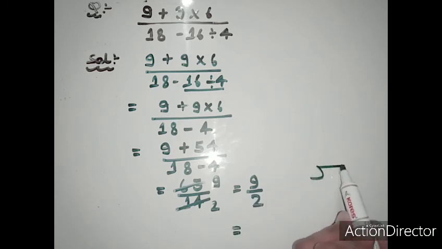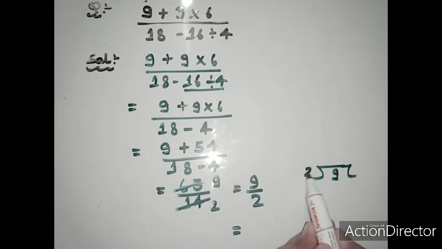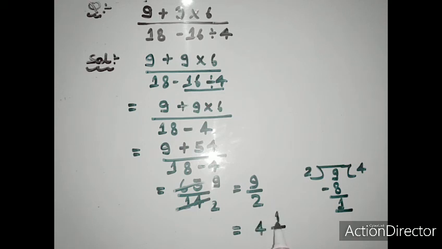So how do we write an improper fraction as a mixed number? So here we divide the numerator by the denominator 2, right? So 2 4s are 8 and 9 minus 8 is 1. So here we write the quotient here. Now here we write the remainder and here we write the divisor. So here we get 4 whole 1 upon 2.